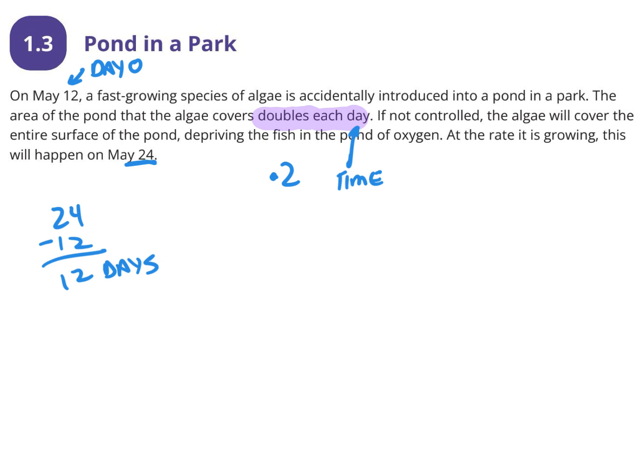So we need an equation. We can't start at day 0. We're going to have to start at May 24th. So at May 24th, we get 100% coverage. And percent means to divide by 100. So this is 1. So that makes our A equal to 1. That's our start. We're going to go backwards. Why do we have to go backwards? Because we can't go forward from 0. So y equals A times B to the x power.